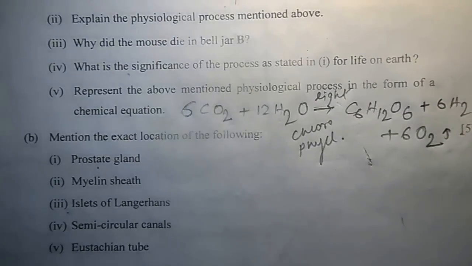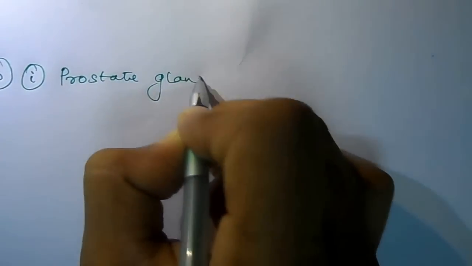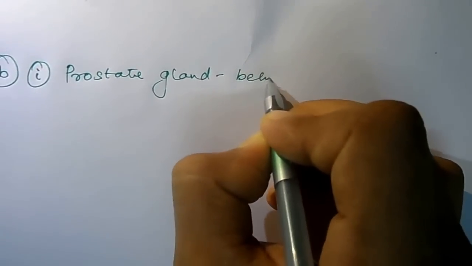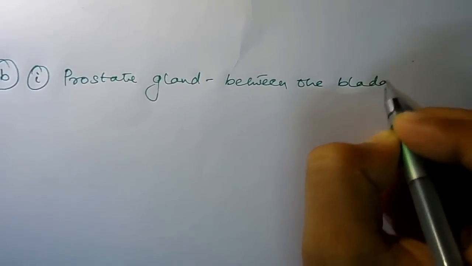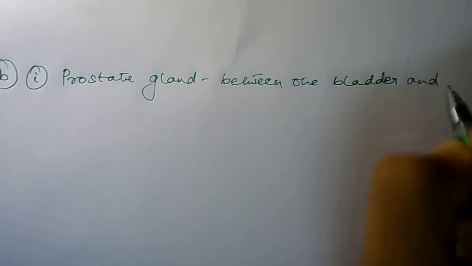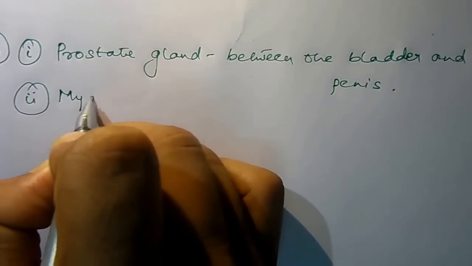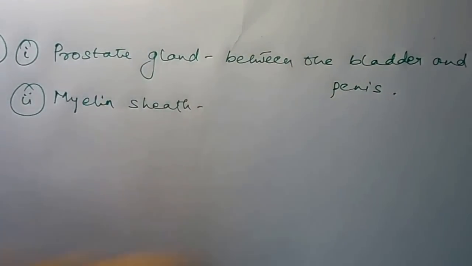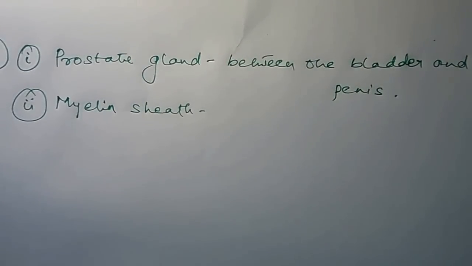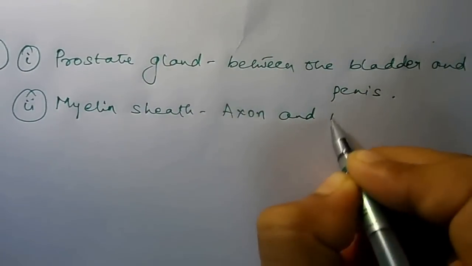In question B, you have to mention the exact location of the following. Number 1 is prostate gland. Prostate gland is located between the bladder and penis. Okay. Number 2 is myelin sheath. It is located in the neuron in between the axon and neurolemma.